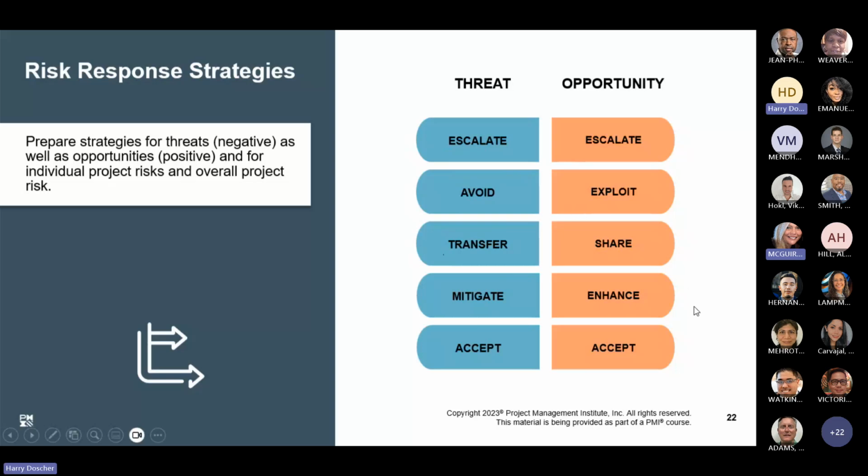For opportunities, again, we can accept the risk. We can look at how we could enhance that particular opportunity, how we could expand it. We could possibly share an opportunity with another organization within the corporation. Have an idea of how we can exploit an opportunity.